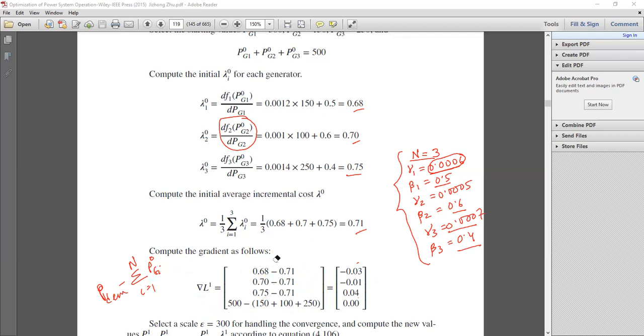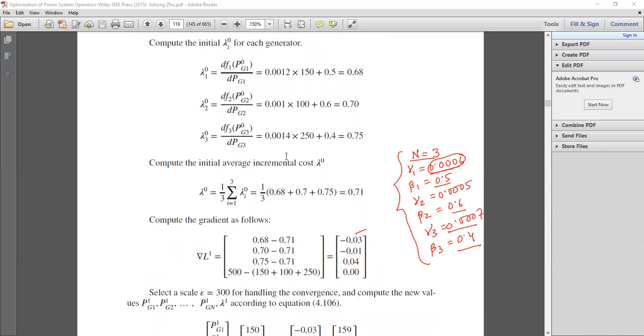Okay. Once you have del L1, now what you do, you check your condition. What was the condition? The condition given in the book was whether del L equals 0 or not. So if that is the condition, you see it is not exactly 0. Still there are some mismatches present there, so we have to continue.